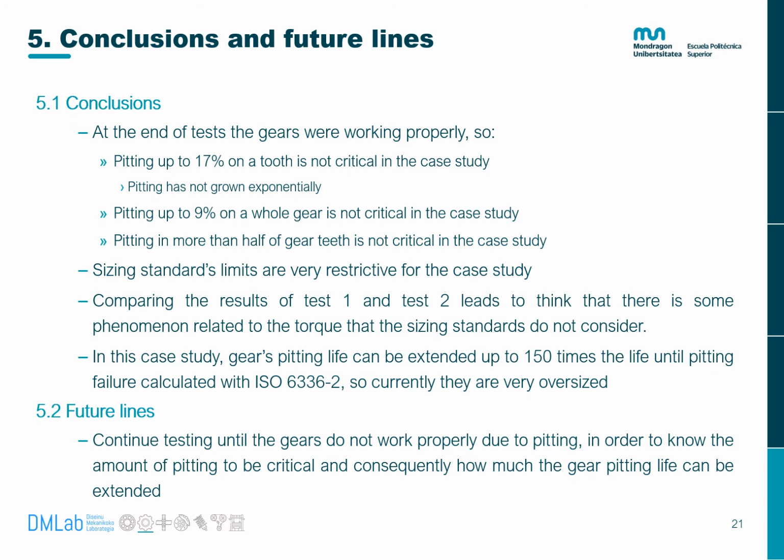In order to answer the main objective, in this case study, GR's pitting life can be extended up to 150 times the life until pitting failure calculated with ISO 6336 Part 2, so currently they are very oversized, which involves the disadvantages mentioned in the introduction of the presentation. As mentioned at the beginning, the results and conclusions presented are partial and more tests are being carried out in the doctoral thesis. In the future, it will be really interesting to continue testing until the GRs do not work properly due to pitting, in order to know the amount of pitting to be critical and consequently how much the GR pitting life can be extended.